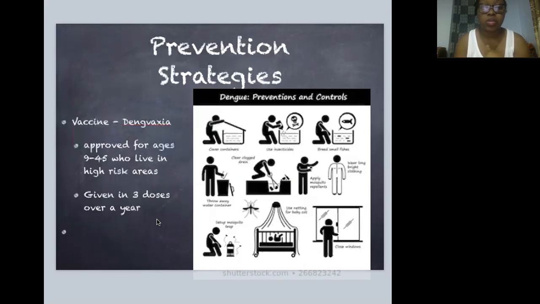Mosquito repellents are also a good strategy. Wear light colors, because mosquitoes are drawn to dark black colors. Also, there's nets that you can cover your beds with or your children's cribs, and close your windows, or even purchase nets. There are nets that you can put in your windows to keep the mosquitoes out.